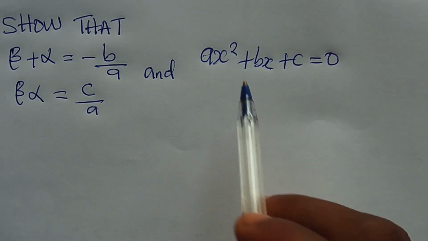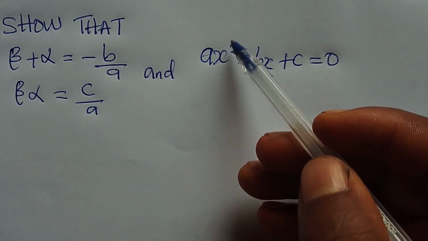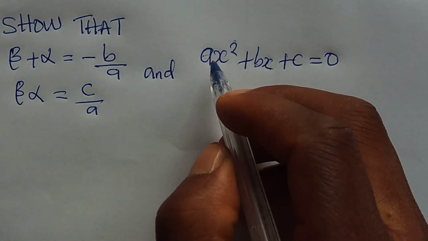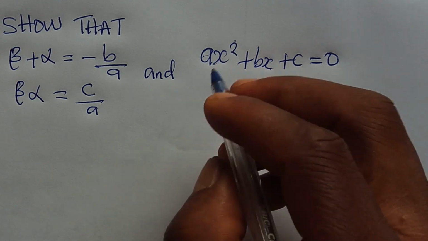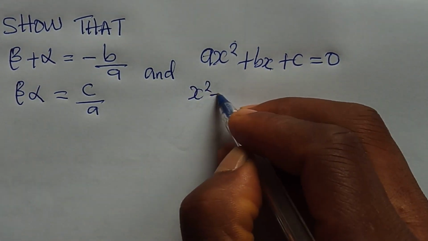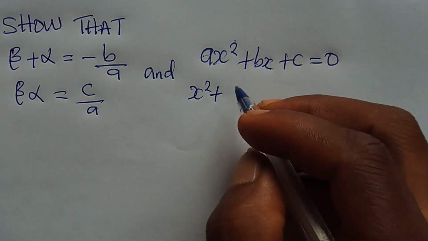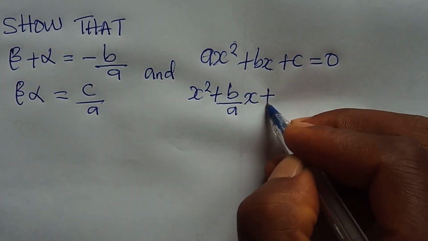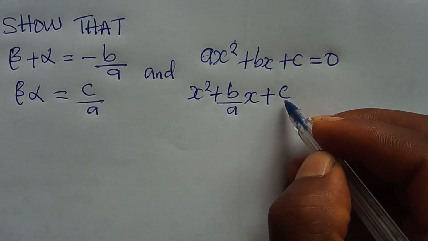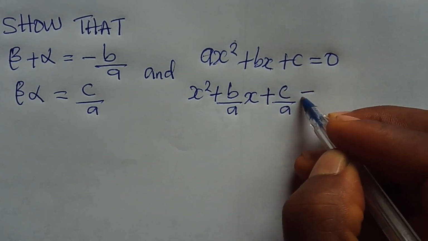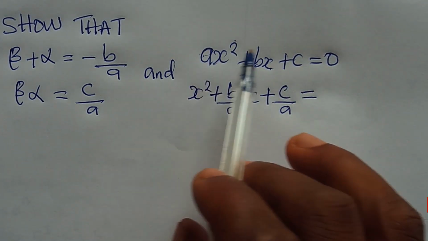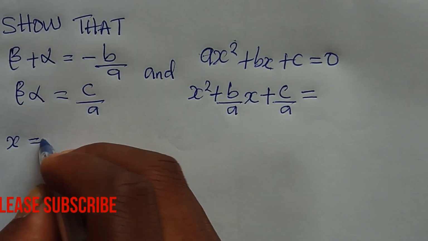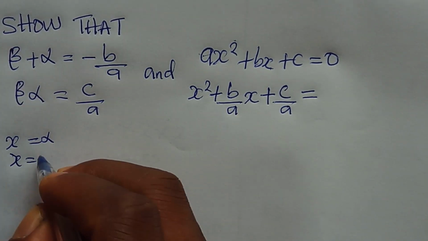Now, let's start by dividing through with the coefficient of x squared. And the coefficient of x squared here is a. So if we divide ax squared by a, we're going to have x squared plus, if we divide bx by a, we're going to have b all over a x plus, if we divide c by a, we're going to have c all over a is equal to, let's assume that the roots of this quadratic equation are, let's say, x is equal to alpha and x is equal to beta.